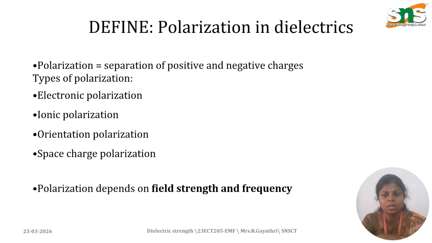Coming to the types of polarization in dielectric: electronic polarization, ionic polarization, orientation polarization and space charge polarization. Polarization depends only on the position and not upon the path. Electronic polarization occurs due to the displacement of holes and electrons, and ionic polarization occurs in the crystal lattice.